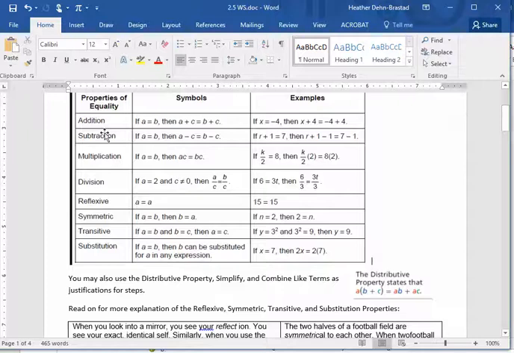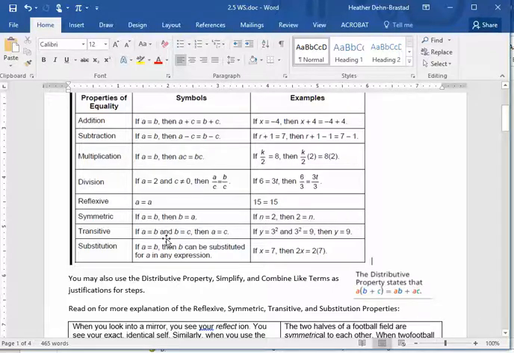Here are the properties of equality that you have been using for a long time. The addition property says that you can add the same number to each side. The subtraction property says you can subtract the same number from each side. Multiplication and division is similar. The reflexive property says that a number is equal to itself, or a variable is equal to itself. The symmetric property says that if A equals B, then B equals A. We use this sometimes when we solve an equation and we get the n on the right side, like 2 equals n or 2 equals x, and we want to switch it around. You can do that by the symmetric property.